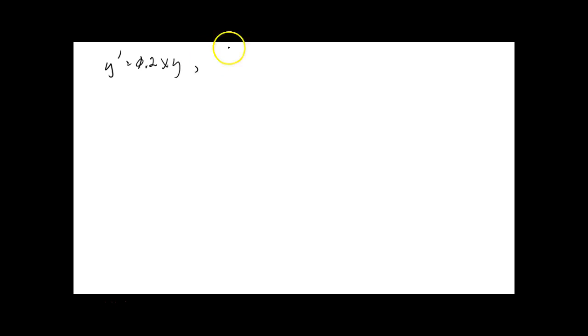Here's the initial condition: y of 1, when x equals 1, y is equal to 1. It says use Euler's method to obtain an approximation of y of 1.5 using first h of 0.1 and then h of 0.05. So we're going to go to y of 1.5 and we're going to use h of 0.1 and then h of 0.05. And all the way we're going to compare it to what we know the answer is.